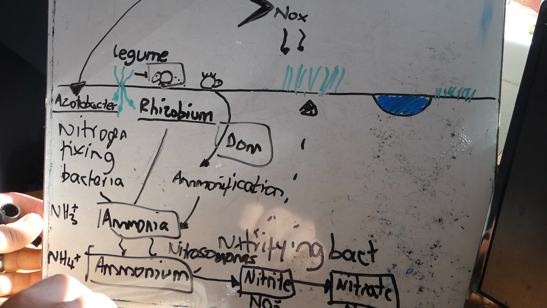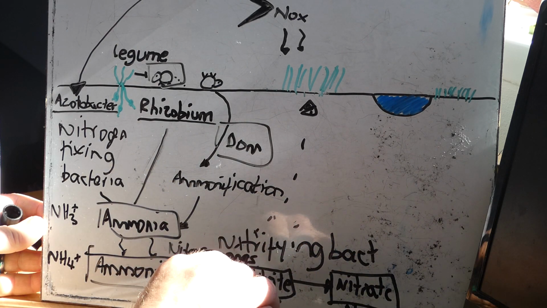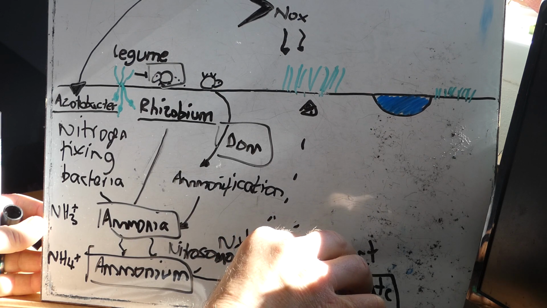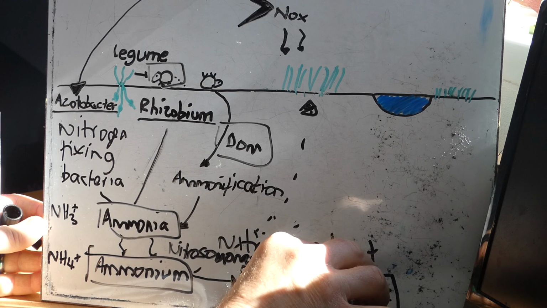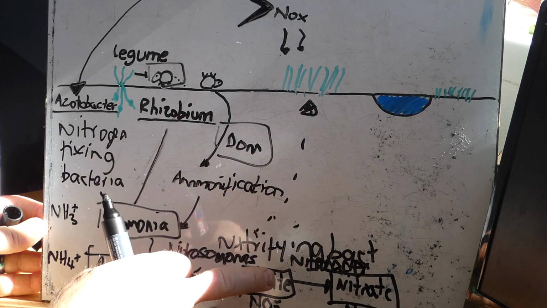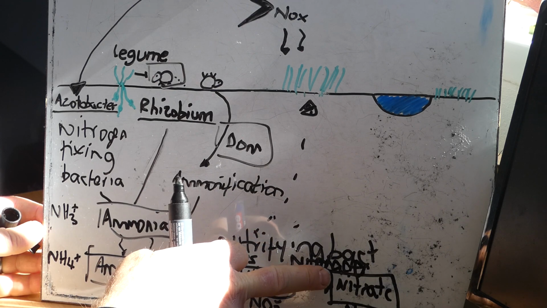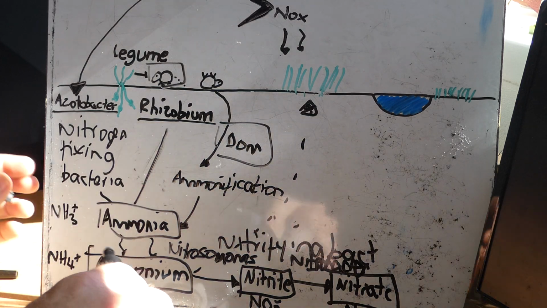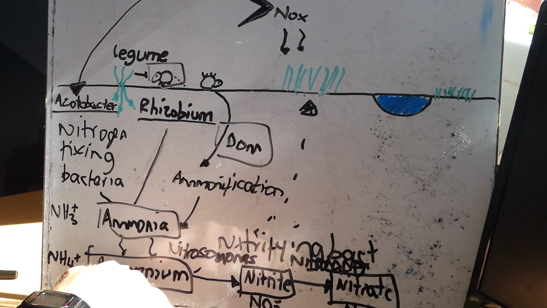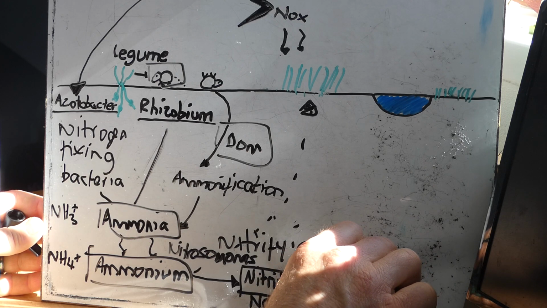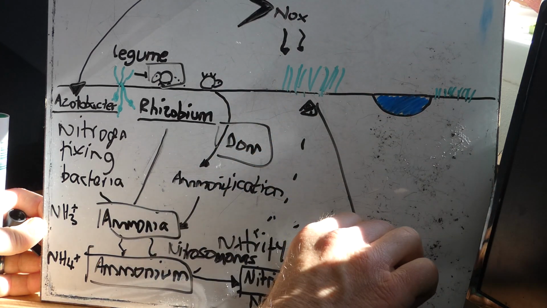Nitrosomonas. And then the ones that convert the nitrite to nitrate are things like Nitrobacter. So Nitrosomonas and Nitrobacter. Now that's a very important process because when you get it into the form of nitrate, this is very, very soluble. It's very easily taken up by plants.